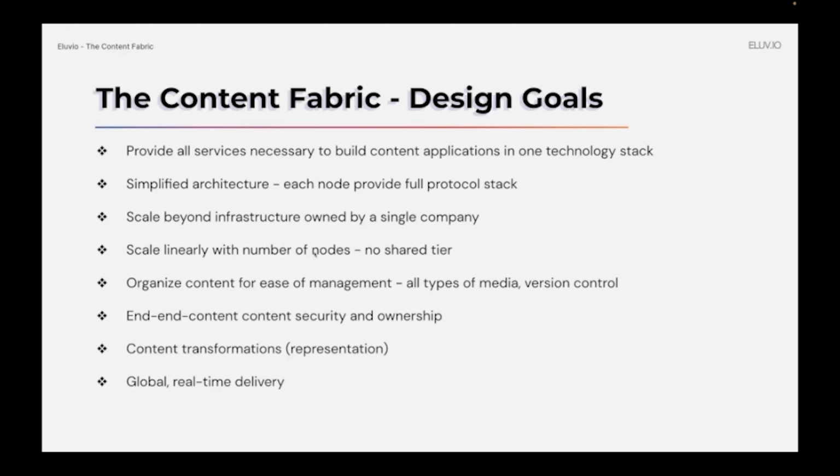I'm making the same analogy: just like we scale the internet by adding more autonomous systems, more border gateway protocol routers, the same thing applies with the content fabric. It scales by adding more nodes to it. Now, content needs to be organized for ease of management. That's what I mentioned about how we don't have a concept of content. I'm going to spend a little bit more time on that because I think that's more relevant to where the standards forum is focused. And then, of course, end-to-end content security and ownership.